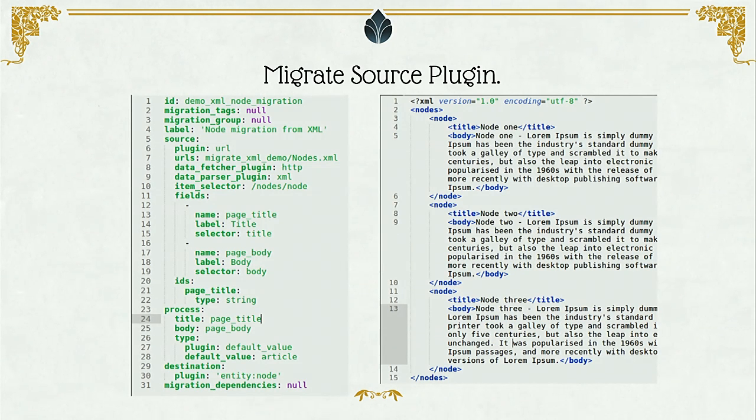So a source plugin is written and says, where is the path? The plugin says it's a URL. From the URL, we're going to pass it and say this is the URL. And the data fetcher, we say, is HTTP. And data parser, we say XML. It's straightforward. And say item selector /node/nodes. Then we say what are the things we need to map. We say the fields come with name, label, selector. It's page title and body. So this is a source plugin.